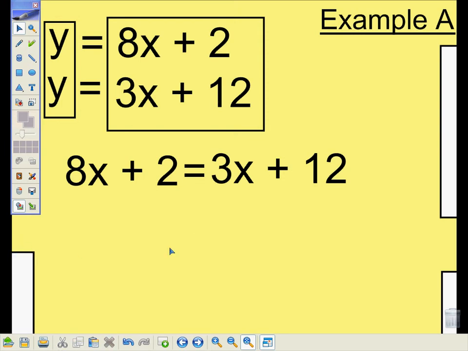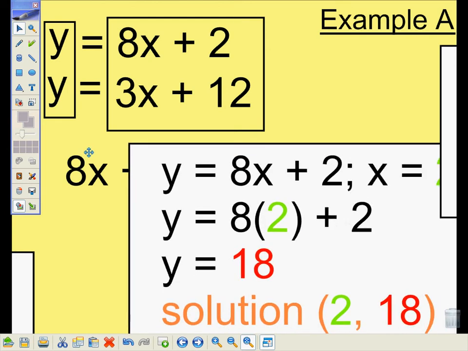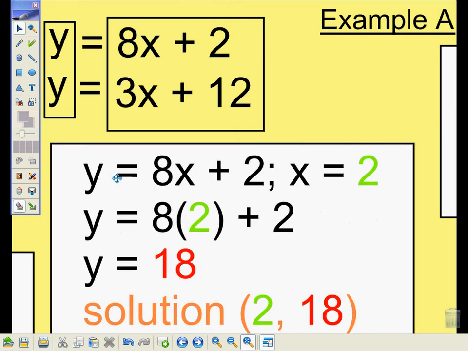We solve for x. The next step is, hey, we know what x is. How is that going to help us in terms of finding what y is? Notice what I've done here. I've taken this first equation, y equals 8x plus 2, and I'm taking the x equals 2, which we just found, and I'm going to plug it into that equation. 8 times 2 plus 2 gives me 18. My solution, therefore, is x value of 2, y value of 18.